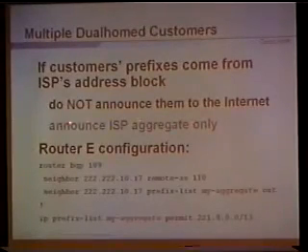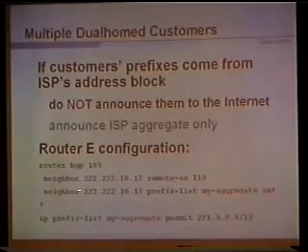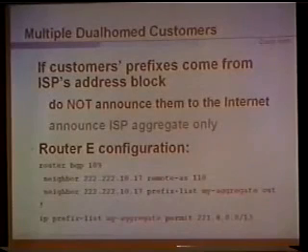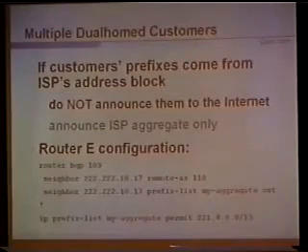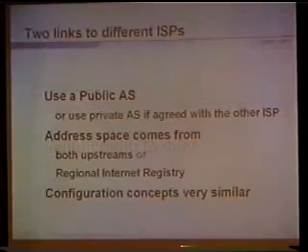Right, connecting to different ISPs. For this one, you need to use a public AS number. You don't have to. I mean, you can use a private AS if you can agree with the other ISPs. I know there's some ISPs out there who've agreed to use a private AS number for all their customers who multi-home between them. So if you can do that, well, that will work as well. Okay? Address space, well, it can come from both upstreams or it can come from the regional registry.